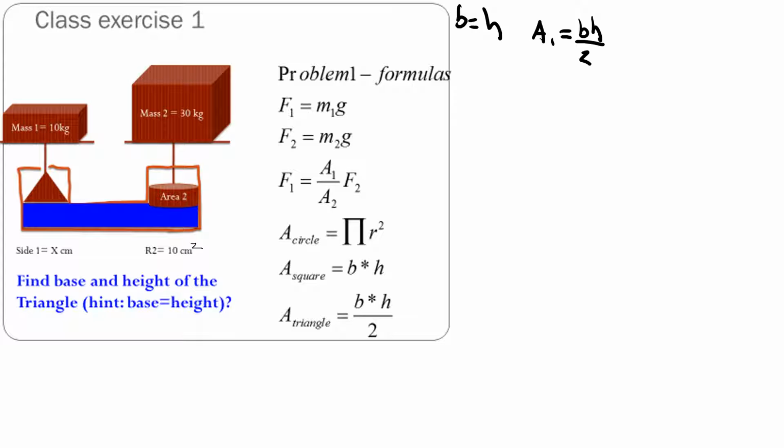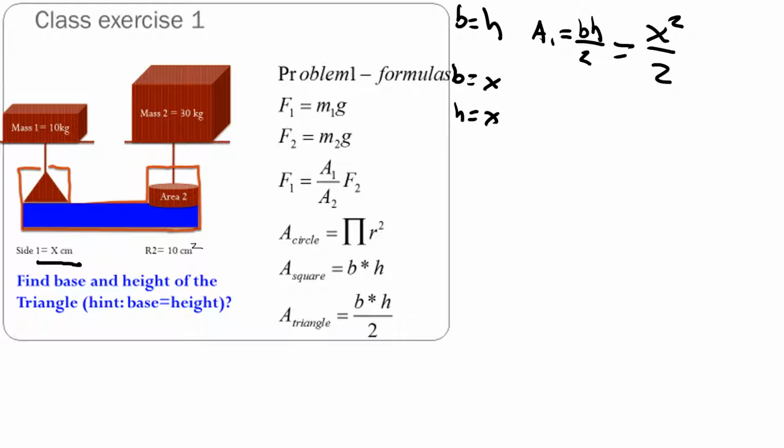And if we take a look at our given values, we find out that side 1 is equal to x. So that means that base is equal to x and h is also equal to x. If we plug it in our formula, we find out that A1 is equal to x squared divided by 2.